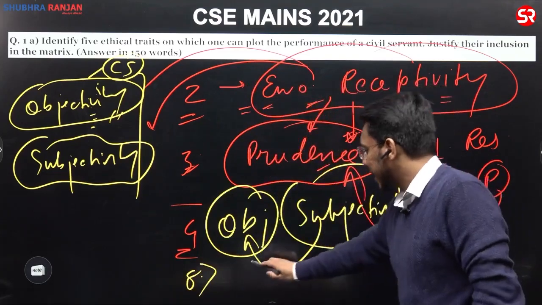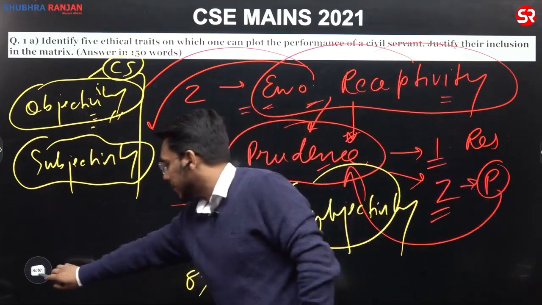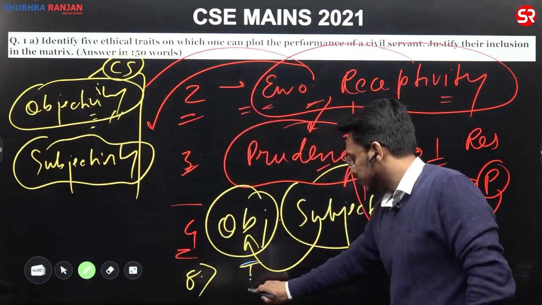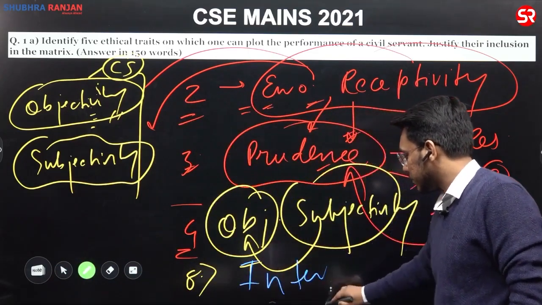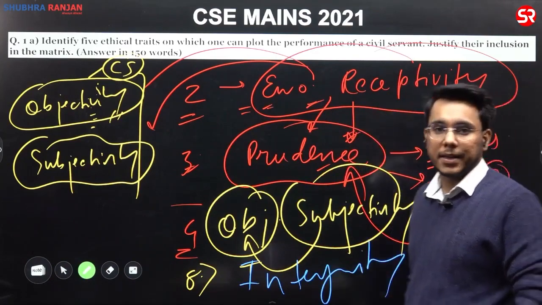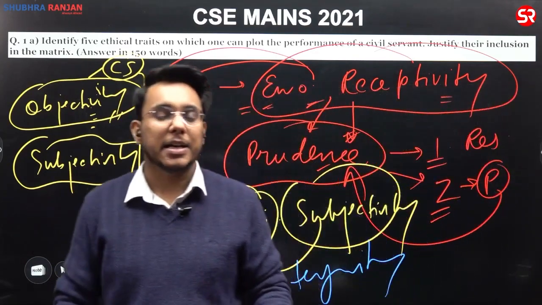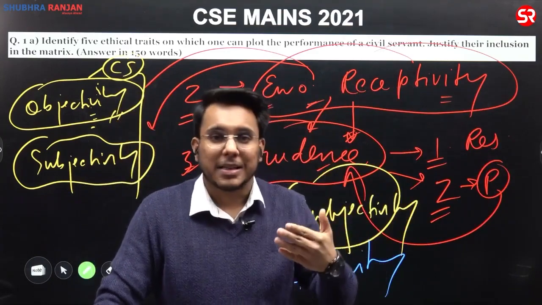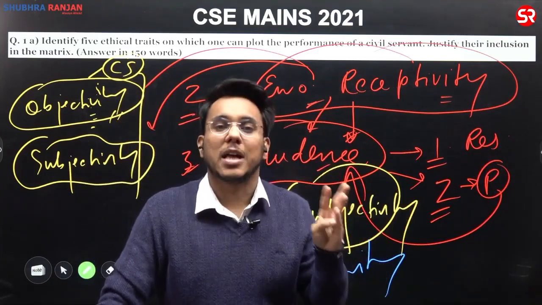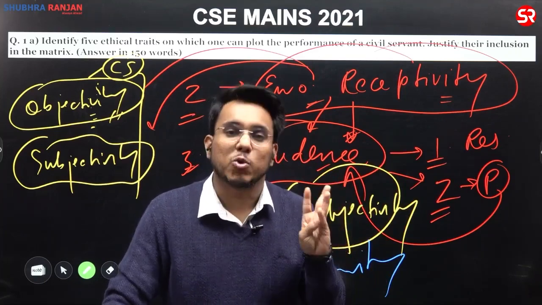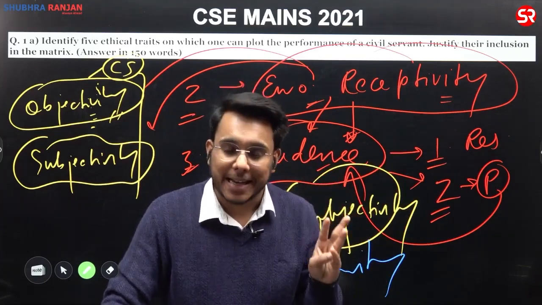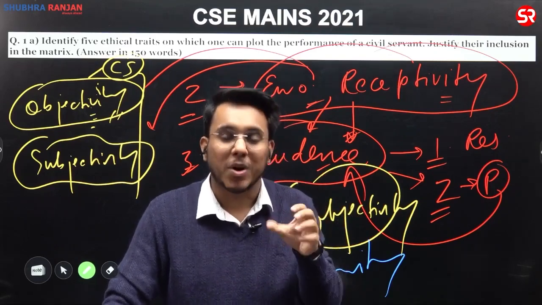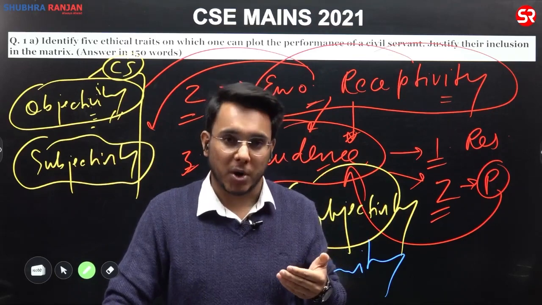And then the fifth trait will be the integrity. What do we mean by integrity? Number one, you need to have the highest moral standards. Secondly, you need not just have the highest moral standards, you need to behave as per those moral standards.